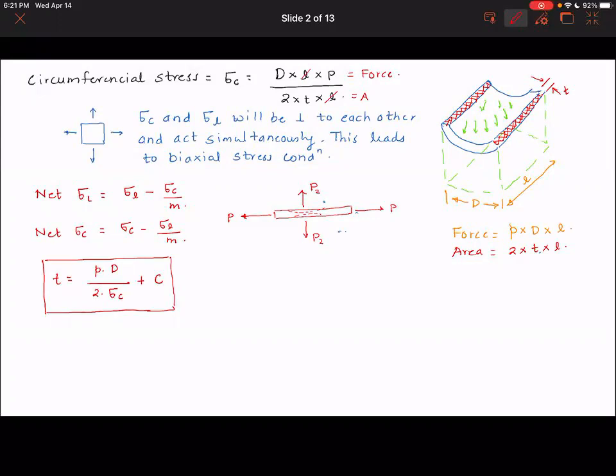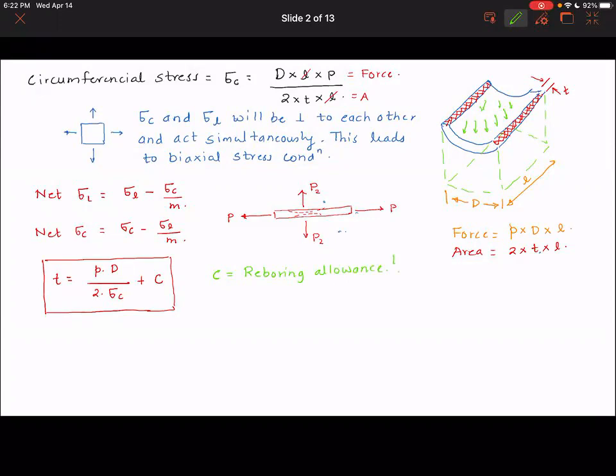Now, what is this C? This C is called the reboring allowance. So I need to write this down and I'll explain what is reboring. C is called reboring allowance.